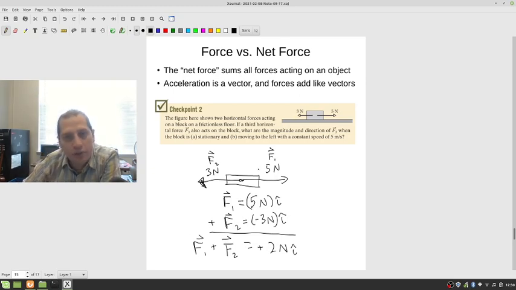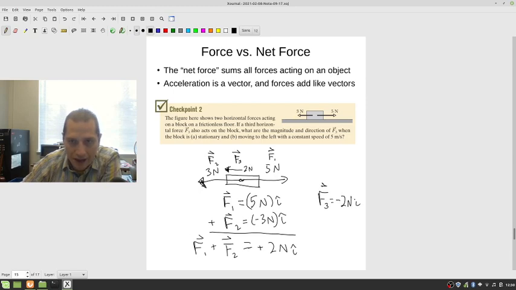Okay, now you probably already could see that 5 this way, 3 that way gives you 2 left over. All right, and so if you wanted to add an extra vector in here to balance out all of the forces so your net force is 0, you'd have to put in 2 newtons that way. Okay, so your F3 in this case would have to be minus 2 newtons in the I hat direction.